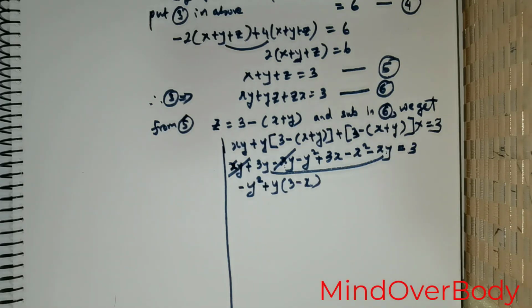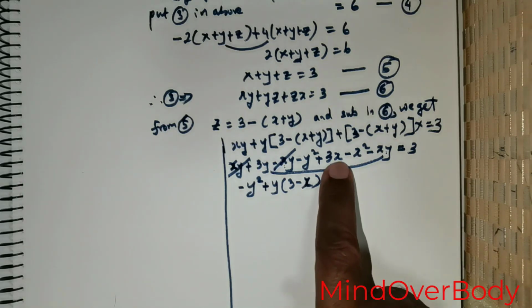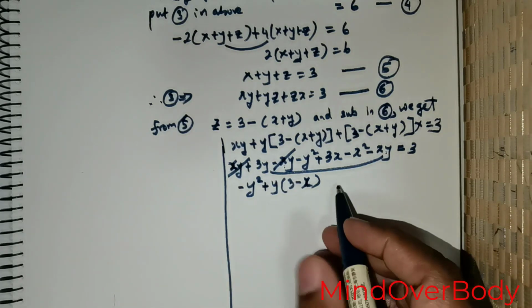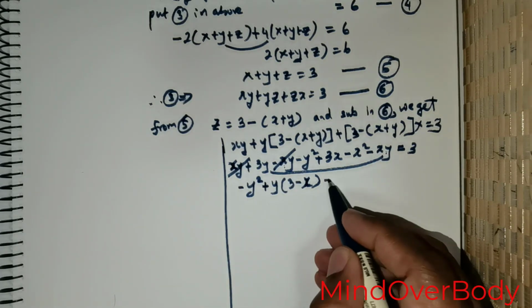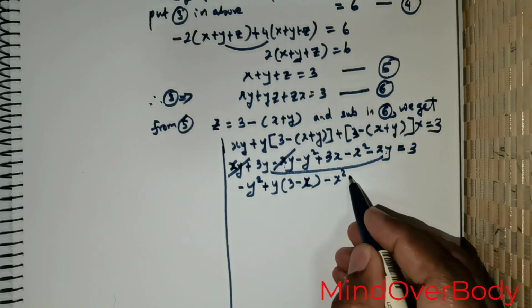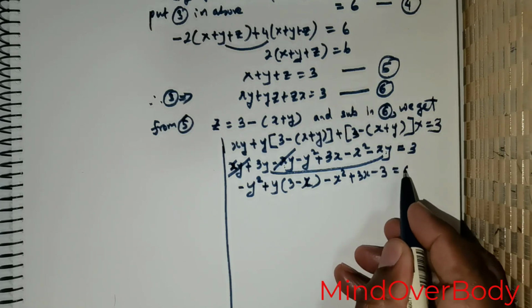So that is fine. So after which I get a 3x term, a x squared term, and a 3 term. So I will bring the 3 down here, and then I will write this as, I get a negative x squared and a positive 3x and a negative 3 is equal to 0. So this is what I've got.